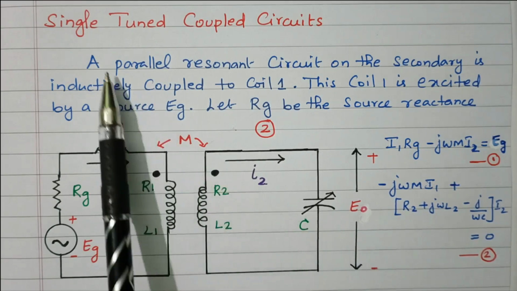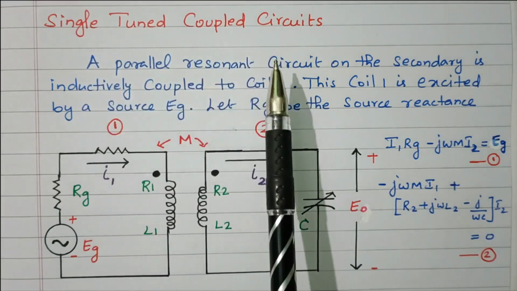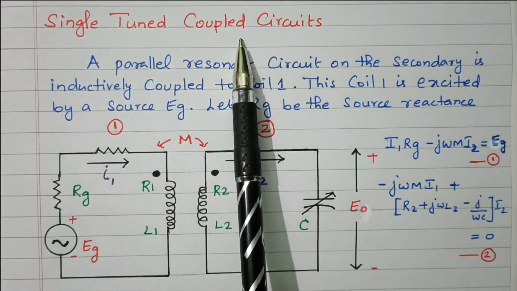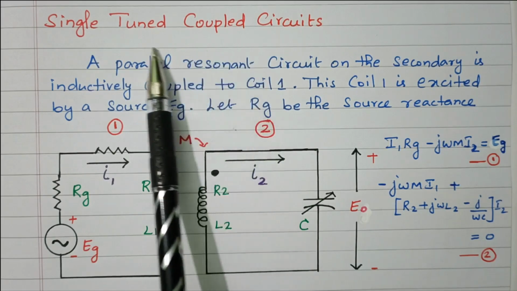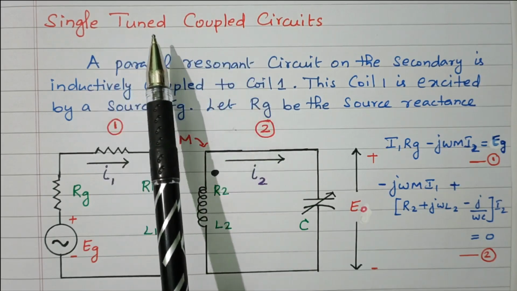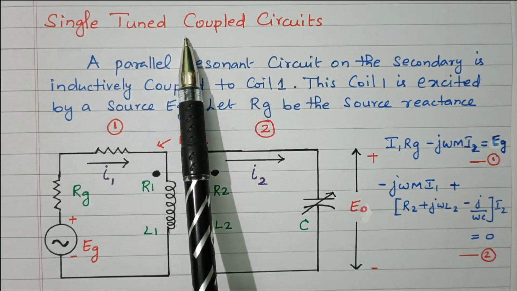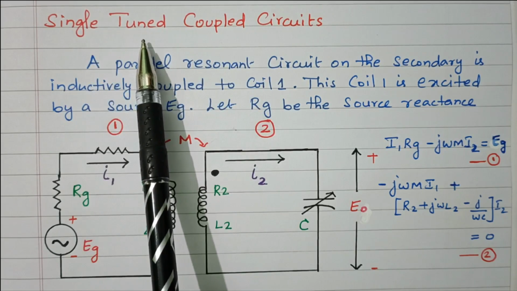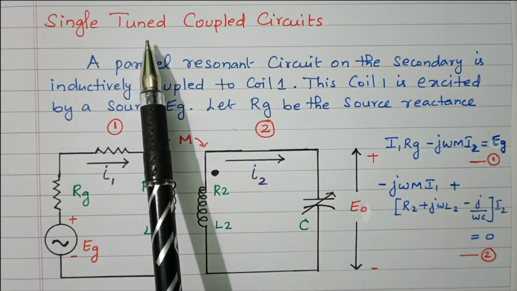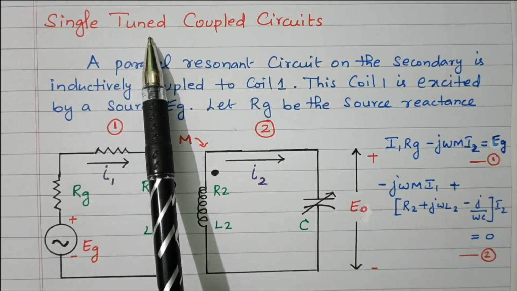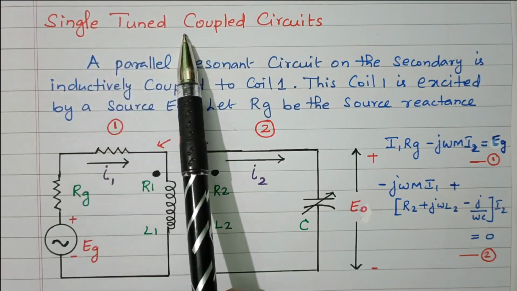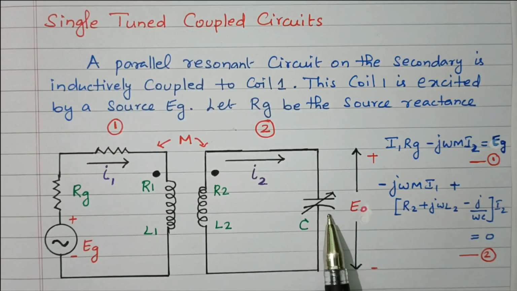Now we'll go to the topic, single tuned coupled circuit. We know that a coupled circuit is nothing but inductances inductively coupled together. Single tuned means the capacitor is connected only at the secondary side. If a capacitor is connected in both the primary and secondary side in order to tune the circuit, it is called a double tuned circuit. So this comes under the single tuned circuit, with the capacitor connected only at the secondary.